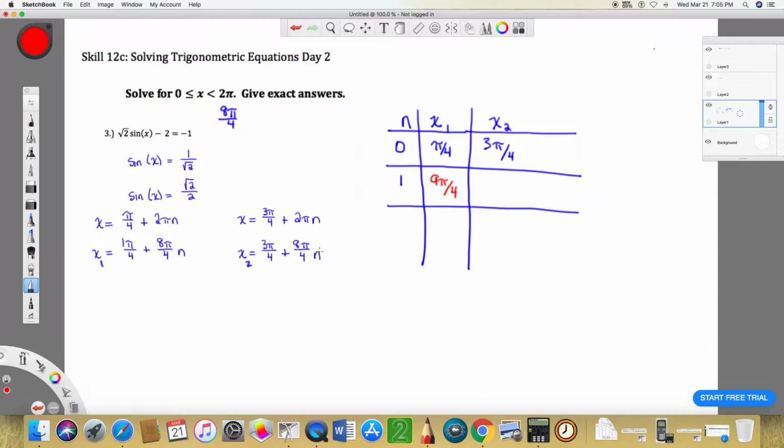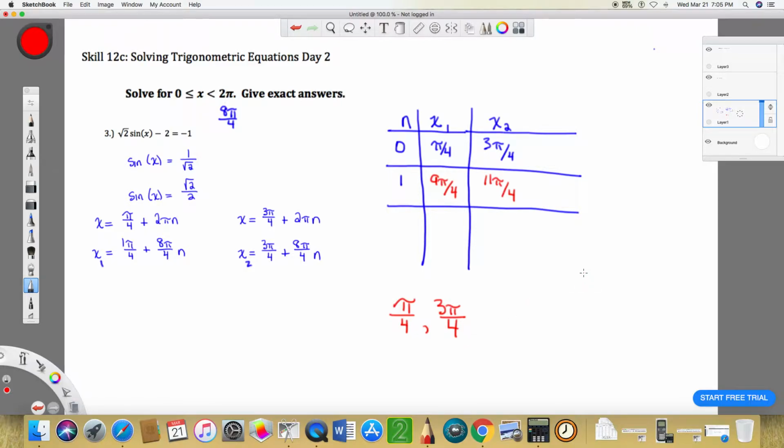And the same is going to be over here. If we let n be 1, 3 plus 8 is 11. 11 pi over 4 is too big. So our only solutions are pi over 4 and 3 pi over 4.